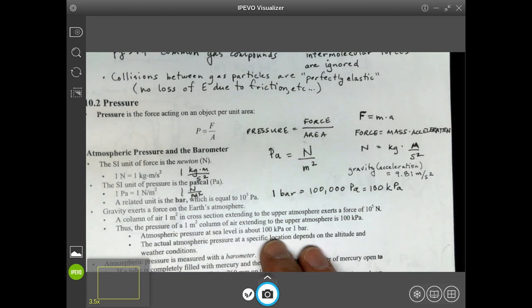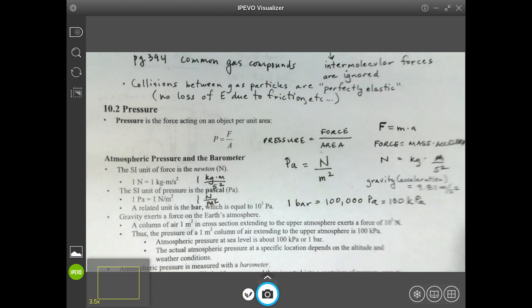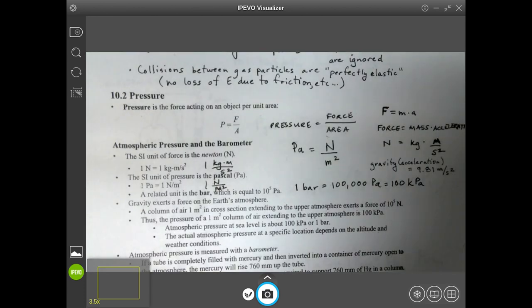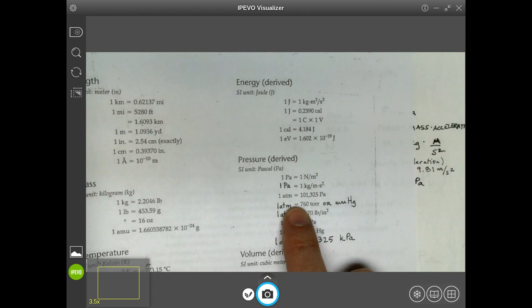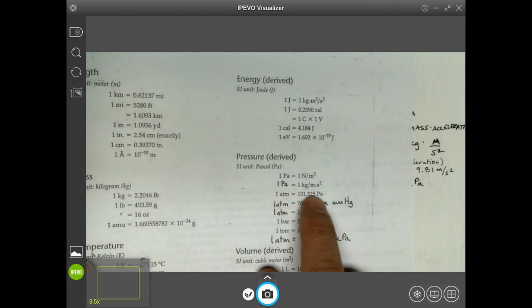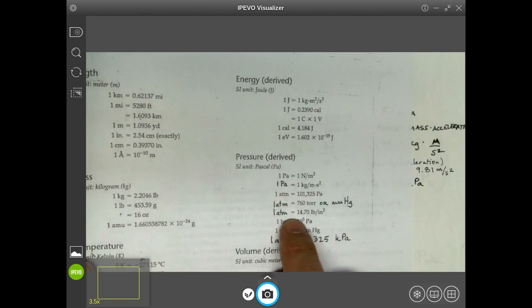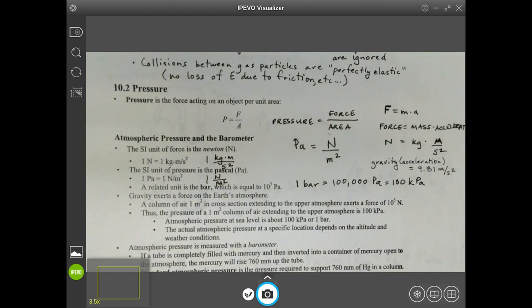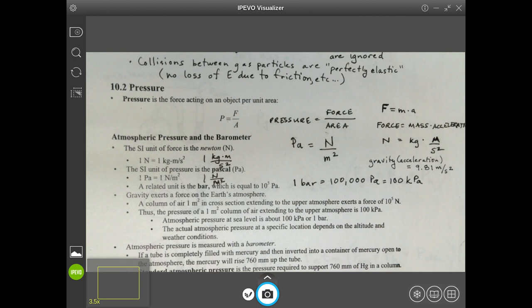Atmospheric pressure at sea level is about 100 kPa or 1 bar, which is pretty close to 1 atmosphere. They don't have bars to atmospheres on here, but 1 atmosphere is 101,325 pascals. 1 bar is 100,000 pascals. So they're pretty close. They're not exact, but they're pretty close. 1 atmosphere is typically considered standard atmospheric pressure.